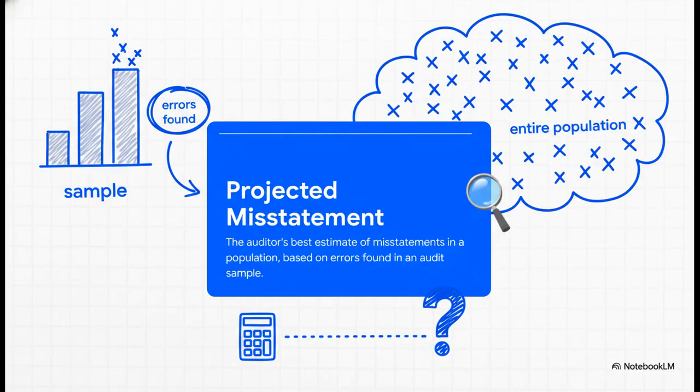And finally, the one that trips up so many people, the projected misstatement. Now listen up, this isn't an error you actually found. Instead, it's your best guess, your estimate of the total error in an entire group of transactions that you figure out based on the errors you found in a small sample you tested.